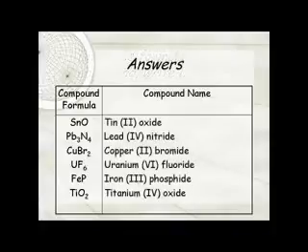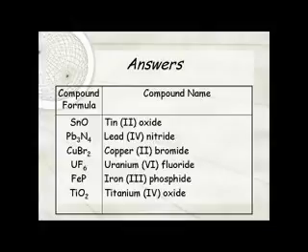Welcome back. Let's compare your answers to mine. First of all, we have tin Roman numeral 2 oxide, or tin 2 oxide. The oxide ion is 2 negative. There's 1 tin with that 1 oxide ion, so the tin has to be a 2 plus charge. Thus the Roman numeral 2 representing the charge on the tin.